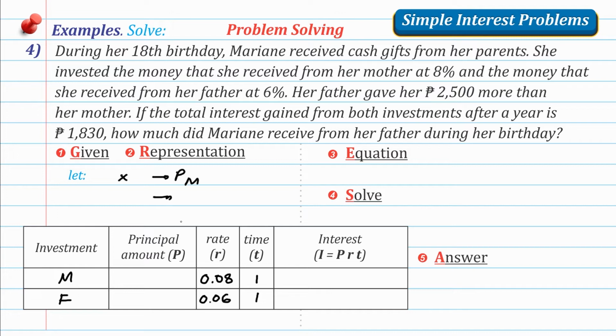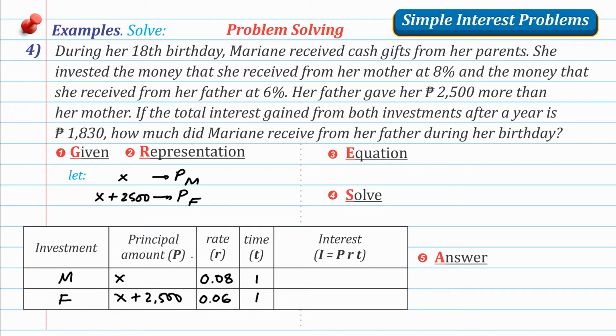Now, of course, we also want to represent yung principal sa kanyang father. So, principal from her father which is 2,500 more than her mother. That means mas marami ang binigay ng kanyang father. It's X plus 2,500 more. That should represent the principal from her father. So let me write that. X plus 2,500. So the columns are complete.